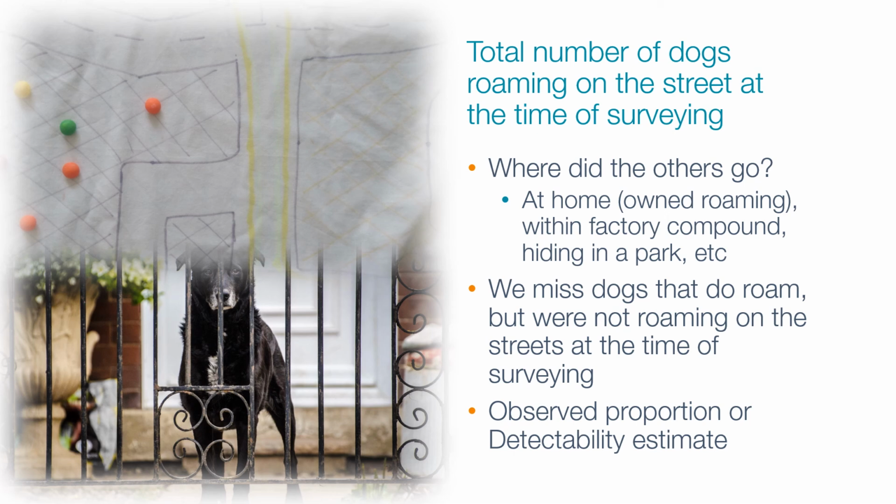What we estimate by multiplying the dogs per kilometre by total street length, or dogs per metre by total street length, as in our little example of the map, is the total number of dogs roaming on the street at the time of the survey. It doesn't include those dogs that can roam but weren't roaming when we surveyed. We only see a proportion of the total number of dogs that ever roam. Calculating this proportion is difficult. This is sometimes called a detectability estimate. It requires much more intensive survey effort, usually using mark recapture methods, which are covered in the ICAM guide in Annex D.